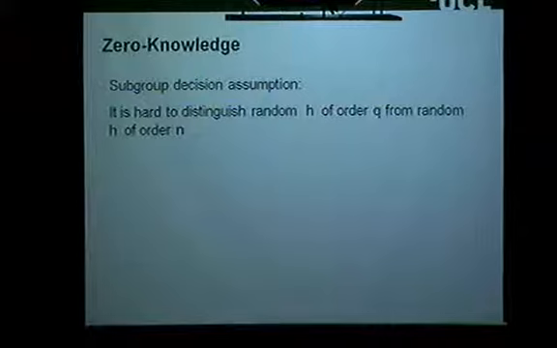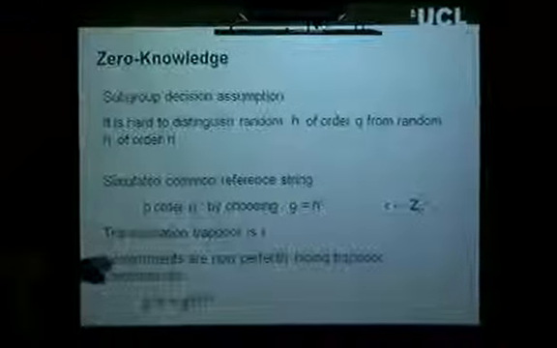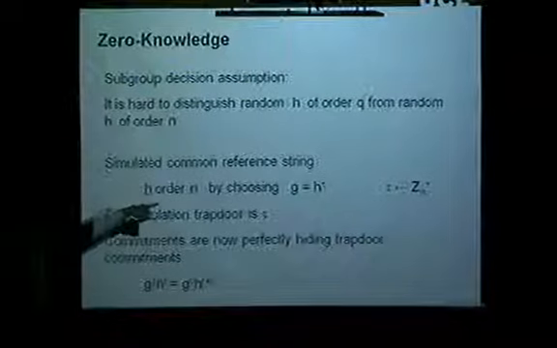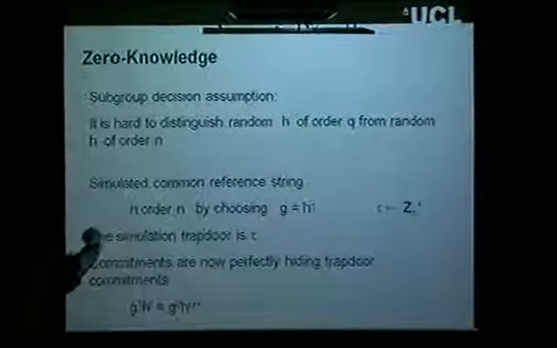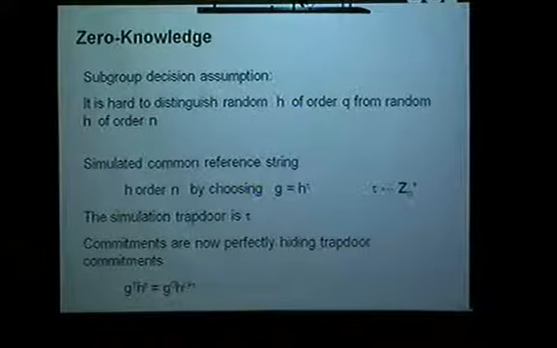Okay, so what remains is I kind of argued along the way how this is perfectly complete, how it's perfectly sound. What remains is to argue that it's also zero knowledge. So we'll sketch that. We're going to use this subgroup decision assumption that it's hard to distinguish whether H has order Q or it has order N. So when we simulate the common reference string, we're going to choose H which has order N. And that means we can actually set it up such that G is H raised to tau, and tau is the trapdoor, okay, associated with the common reference string.